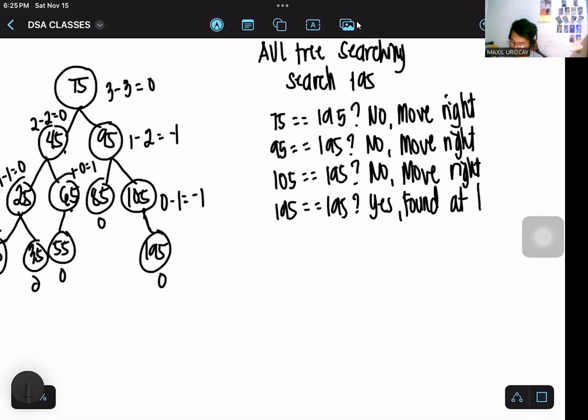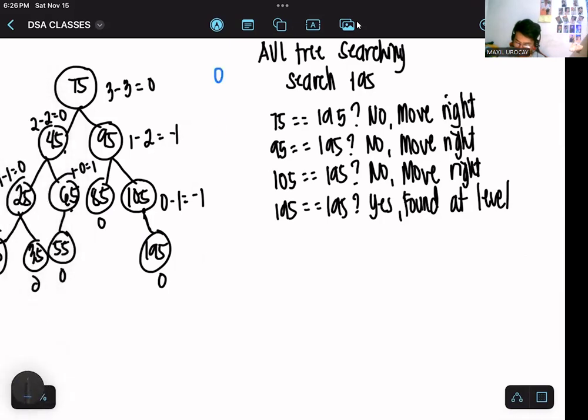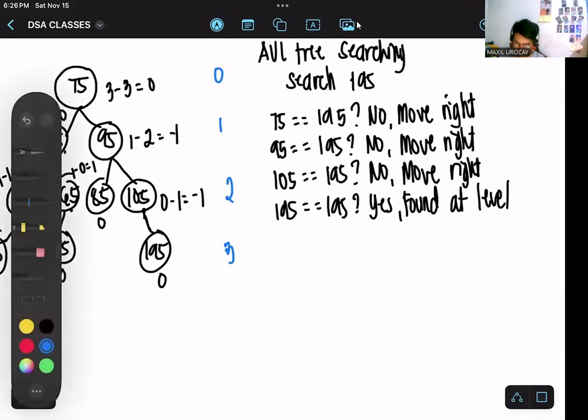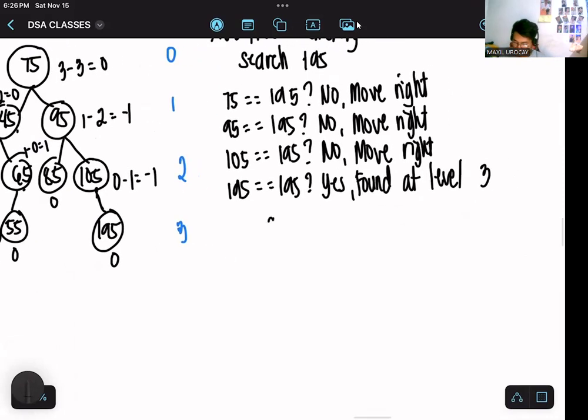So you have to indicate here: found at level number. Since we are not dealing with the level of a tree but with the level of a node, specific to 195, and the levels of the tree go from 0, 1, 2, and 3, we can find 195 at level 3. Now, suppose that we'll begin to search 200.